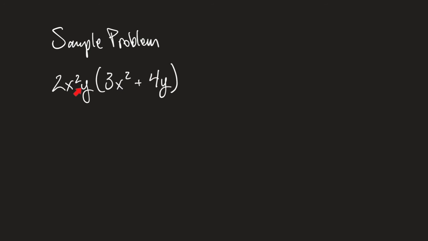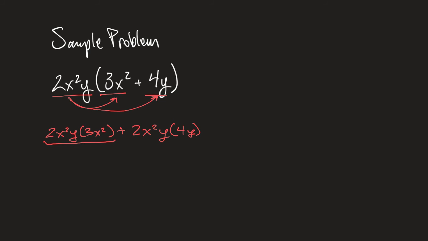2 times x squared times y, so 2x squared y, times parentheses 3x squared plus 4y. So we're going to distribute this monomial into this binomial. As you can see, I rewrote it, distributing our monomial into the binomial, and this is what we get. 2x squared y times 3x squared plus 2x squared y times 4y. And once I do the multiplication, I multiply my coefficients, the number in front of the variable. 2 times 3 is 6.